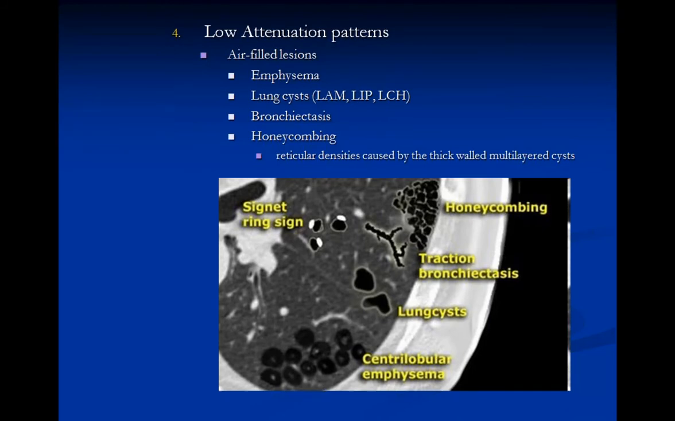Low attenuation areas mean low density. In these low density areas, the best examples of interstitial lung disease changes are air-filled lesions like emphysema. Of course, emphysema is an obstructive lung disease, and the presence of emphysema alone cannot be labelled as interstitial lung disease. If emphysema is present along with other lesions like lung cysts, fibrosis, or bronchiectasis, then you have to suspect interstitial lung disease. This all comes under low attenuation, low density areas.